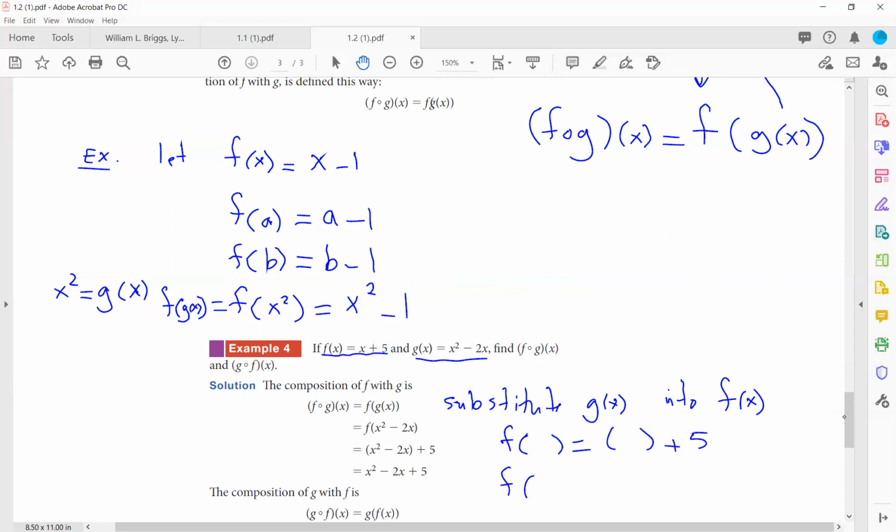So f of g is g plus 5. But what is g? G is nothing but x squared minus 2x. You get x squared minus 2x plus 5. We don't have any like terms, so we just write these expressions here.